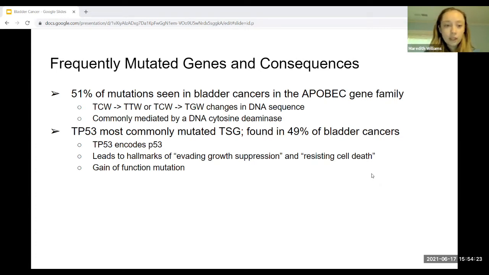And then the loss of this, or this mutation, leads to the hallmarks of evading growth suppression and also resisting cell death. And this is also a gain of function mutation. Overall, I found that in this study, it was mentioned there is a high rate of both mutations and genomic amplifications and or deletions associated with muscle invasive bladder cancer, which I mentioned in the previous slide was kind of the worst classification there is.